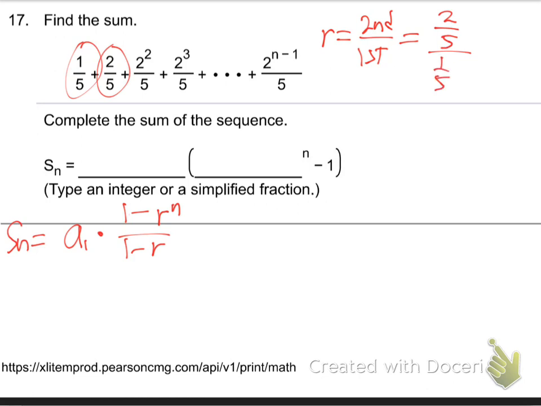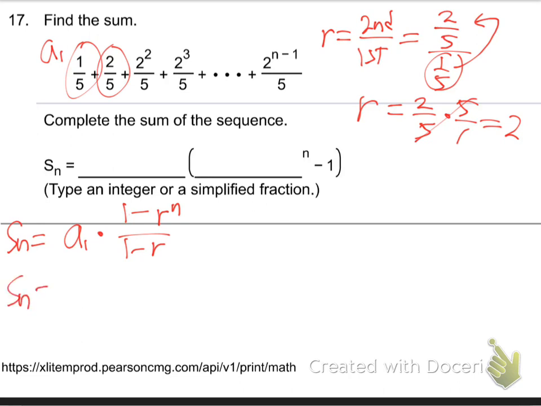Remember, when you have a fraction over a fraction, dividing is upside down multiplying. So just flip it up. The bottom flips up. 5 over 1 cancels. 2 over 1, 2. Like we observed, the R is 2. And the A1 is just the first term, 1/5. So it's 1/5 times 1 minus 2 to the n over 1 minus 2.